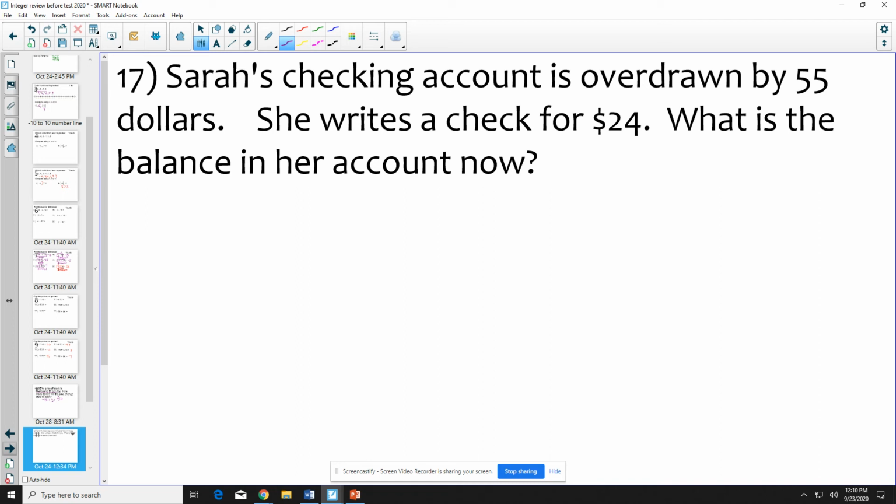Okay, try this one. Sarah's checking account is overdrawn by $55. Overdrawn means she owes the bank $55. She's taken out more money than she has. Think about whether that's positive 55 or negative 55. She writes a check for $24. That means she's taking $24 more out of her account. When she's writing a check, she's taking it out of her account. Think about what you would do with that 24. Add, subtract, multiply, or divide. The question is, what is her balance in her account? Pause the video now. Find your answer. When you get done, hit play.